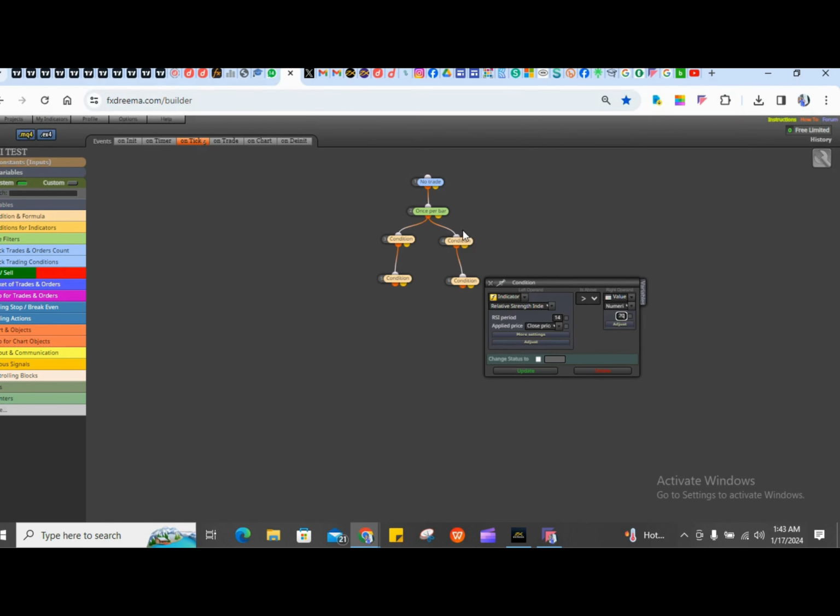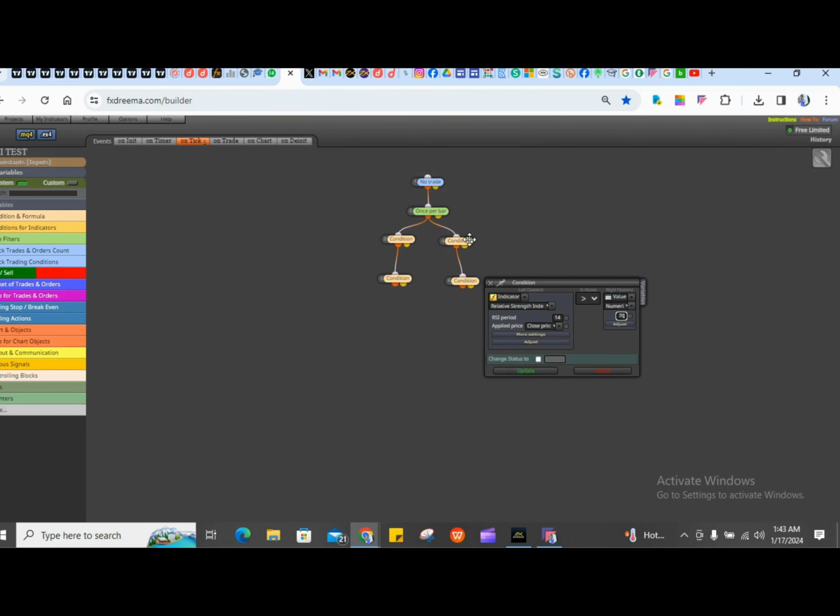Don't forget, this is the first condition: if our 150 moving average is above the candlestick, it's already telling us that it is on a downward trend. Now we are looking for sell opportunities. The RSI is the indicator that gives us our entry point.